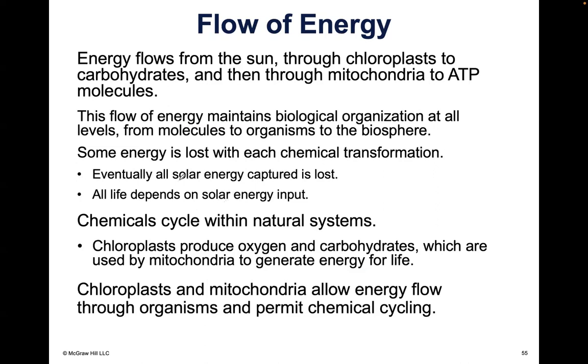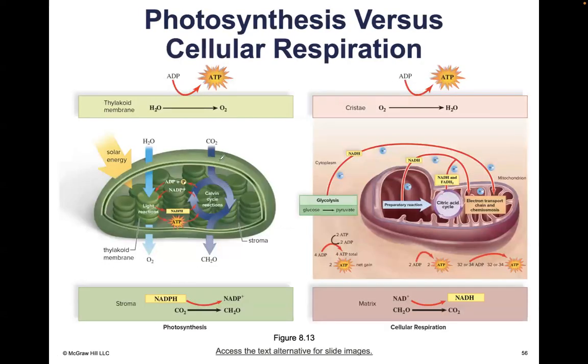In the chemical cycle within the natural system, chloroplasts produce oxygen and carbohydrate, which are used by the mitochondria to generate energy for life. Chloroplasts and mitochondria both allow energy to flow through organisms and permit chemical recycling, or chemical cycling. So this is photosynthesis versus cellular respiration in a nutshell.